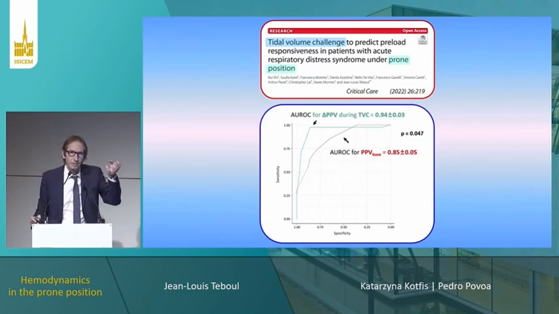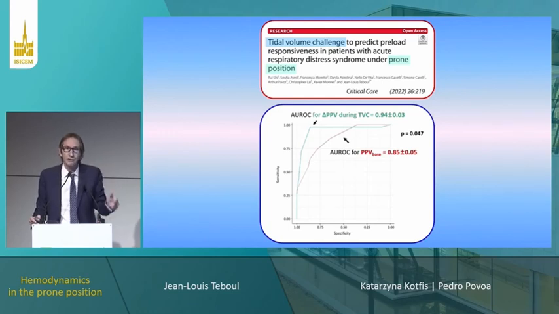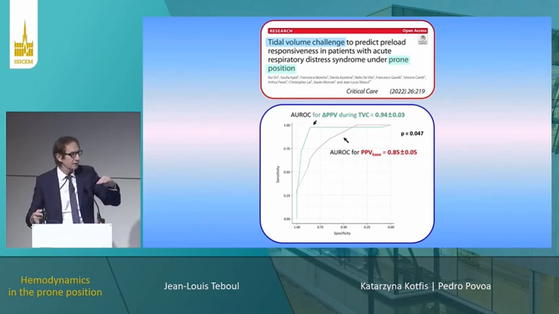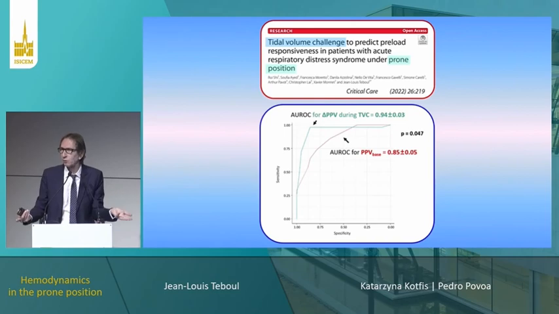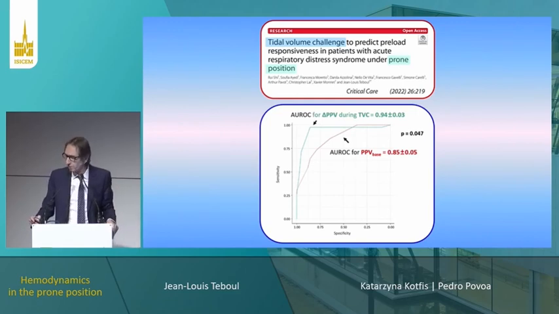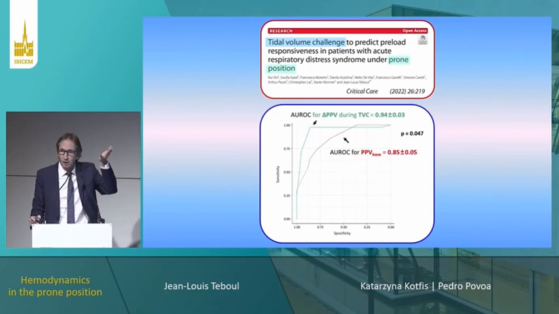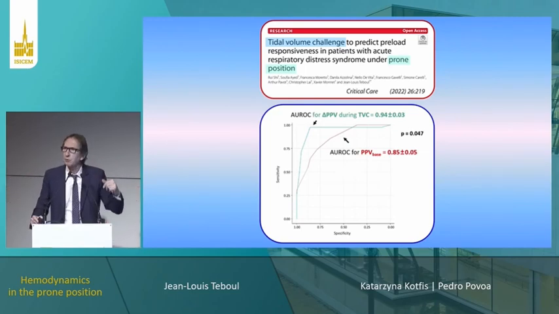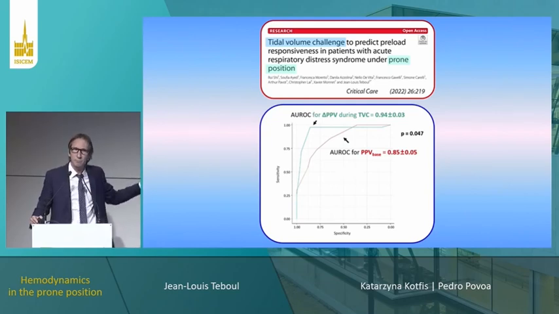the reliability of the tidal volume challenge during prone position. You know the tidal volume challenge consists in increasing tidal volume in patients who are ventilated with a low tidal volume, 6 ml per kilogram. You increase by 2 ml from 6 to 8, and you look at the change in pulse pressure variation. If pulse pressure variation increases a lot, more than 3.5% in the studies we did, probably the patient is fluid responsive. But this was demonstrated for patients in supine position.